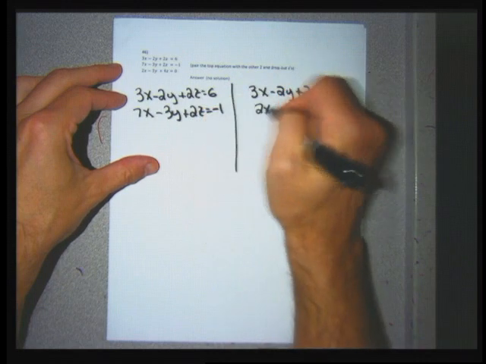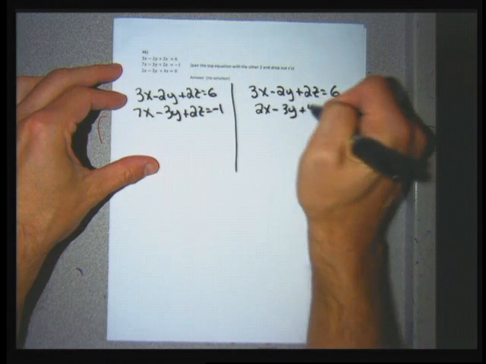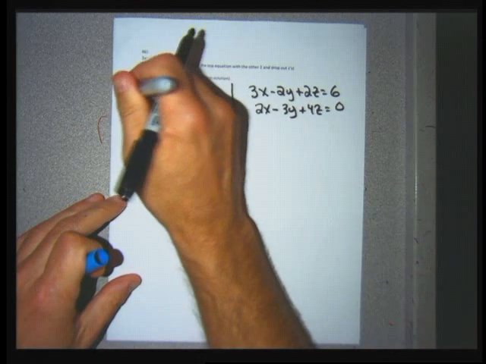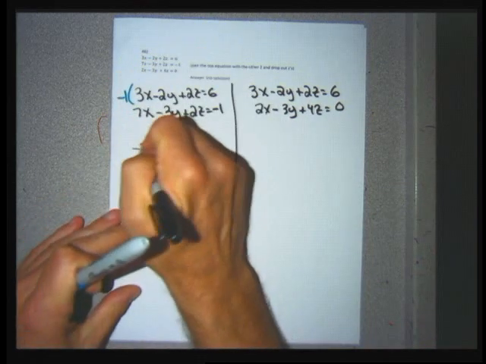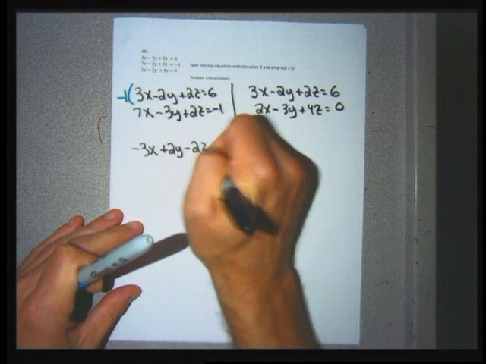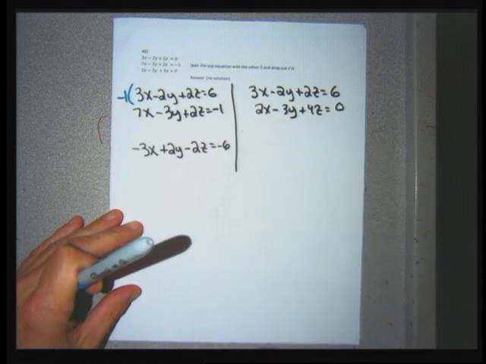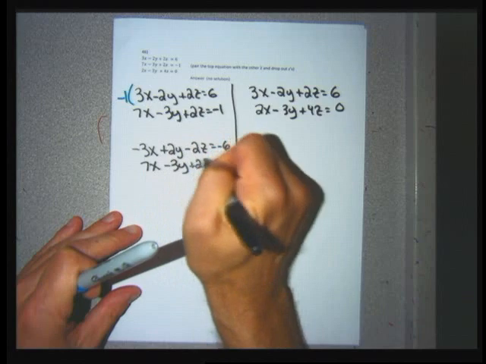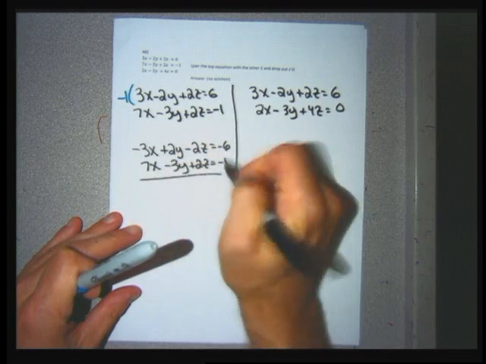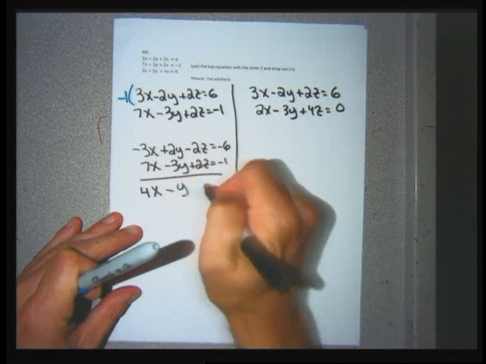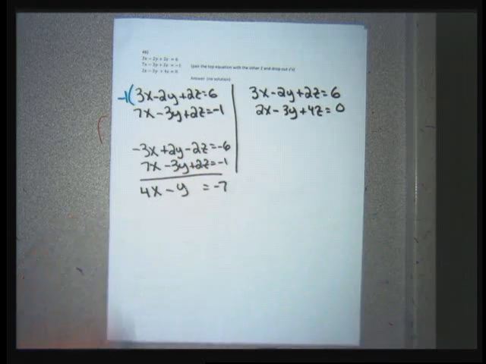I'm going to pair it with 2x minus 3y plus 4z equal to 0. Make the z's drop out. For this one, I'm going to multiply this one by negative 1. It's going to give me negative 3x plus 2y minus 2z equals negative 6. I'm going to stack that on 7x minus 3y plus 2z equal negative 1. When I do that, I get 4x minus y equals negative 7.